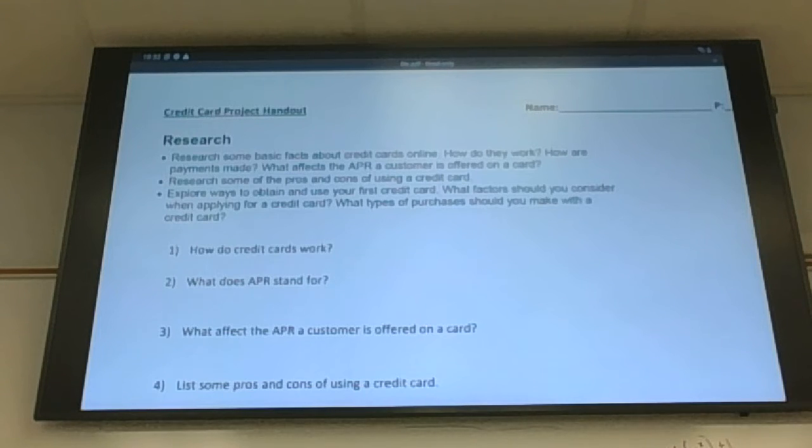This is 100 points. This is a test grade. It's a 300-point test grade. It's a lot of work, though.